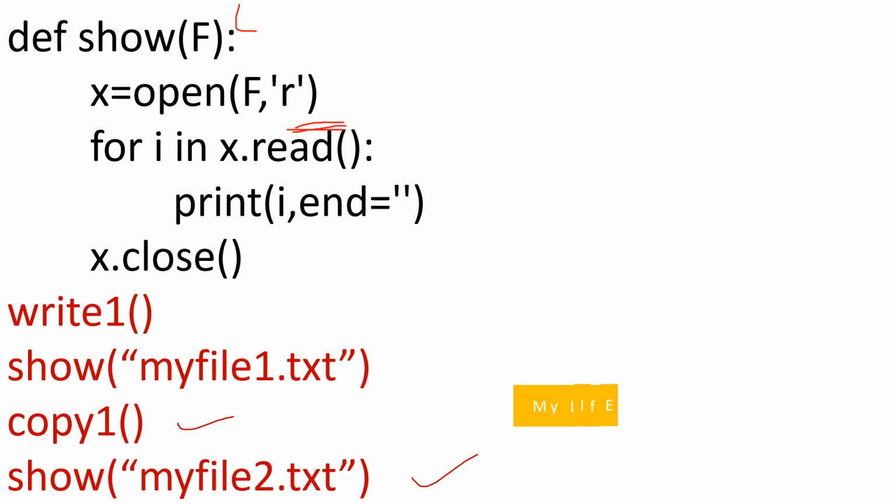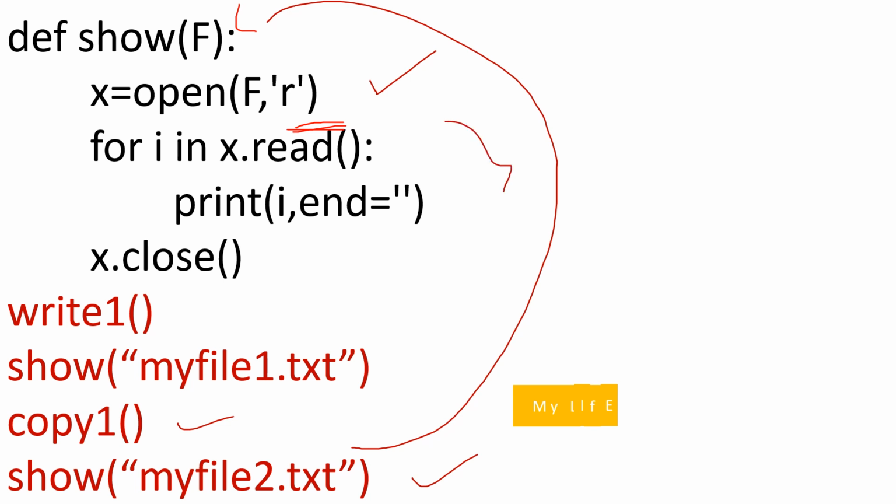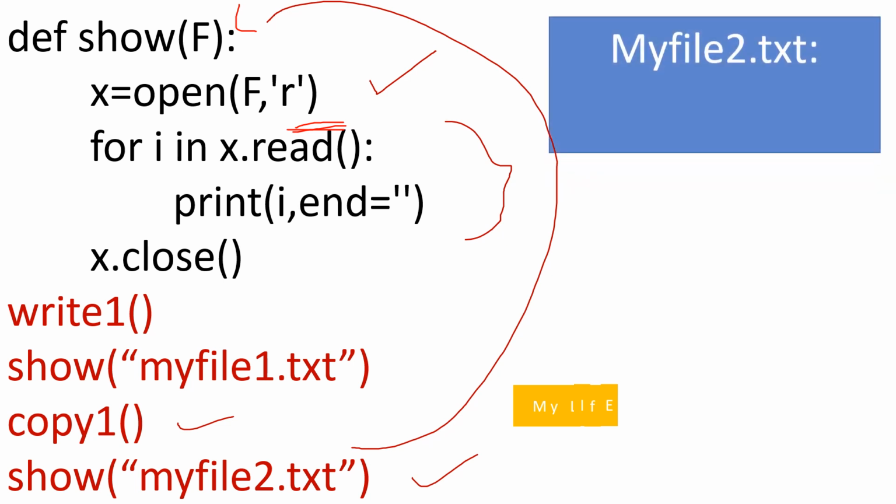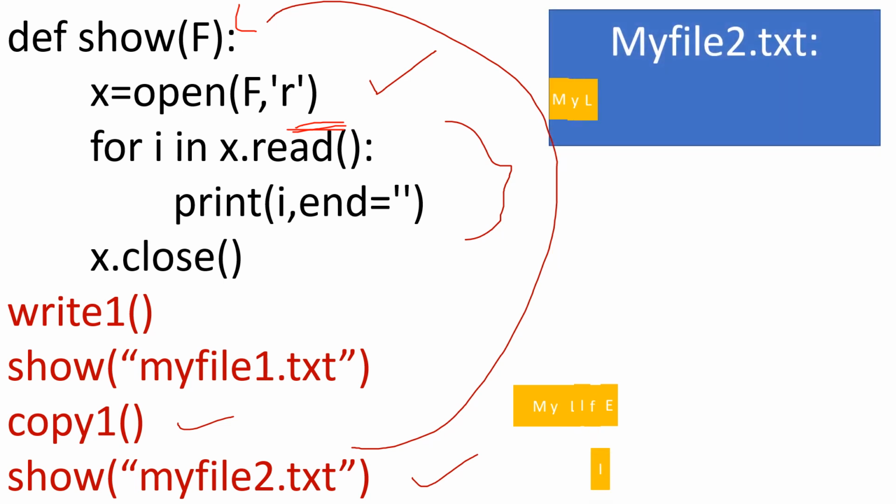Now this time myfile2.txt will move into the f, and myfile2.txt will get opened in the read mode, and again the loop will do its work and it will display the file content on the screen one character at a time like this.